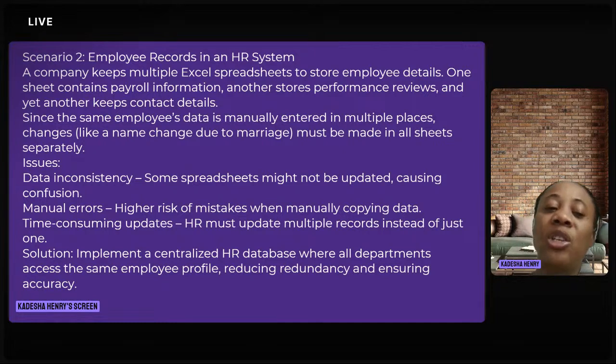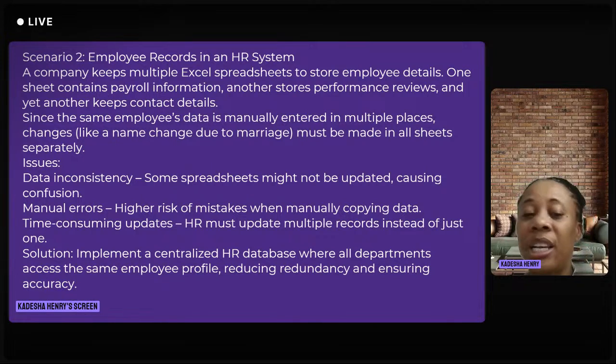So one of the issues we can have here is data inconsistency. Some spreadsheets may not be updated, causing confusion and duplication, right? Some may be updated, some may not, some may be duplicated. Manual error: there is a higher risk of mistakes when you're manually copying the data. Time-consuming updates: HR must update multiple records instead of just one. So that's why we have technology. But some places still do this.